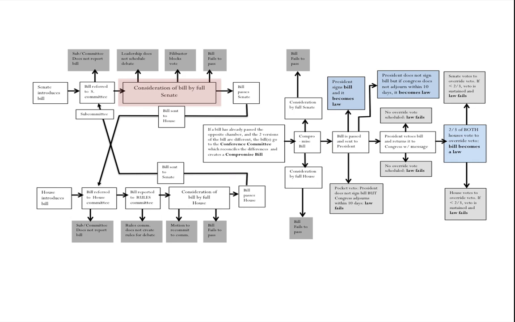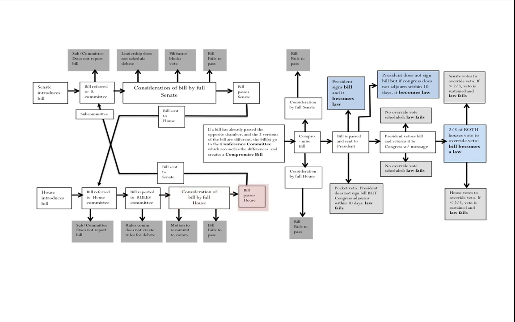After debate, the Senate votes, and if the bill passes with a majority, then it is sent to a committee in the House that has appropriate jurisdiction. The House has an extra step in that the bill must go to the Rules Committee, which sets parameters for debate. If the Rules Committee reports the bill to the House, it can be voted on, and again, if it receives a majority, it passes.